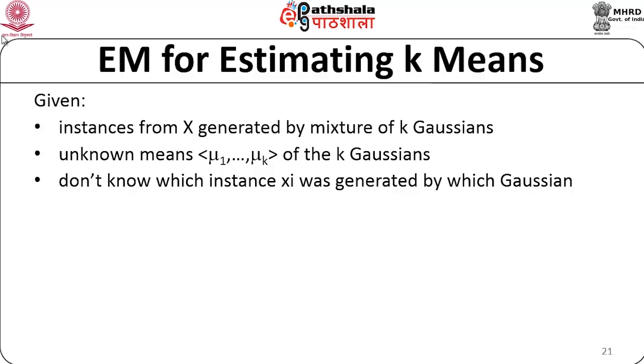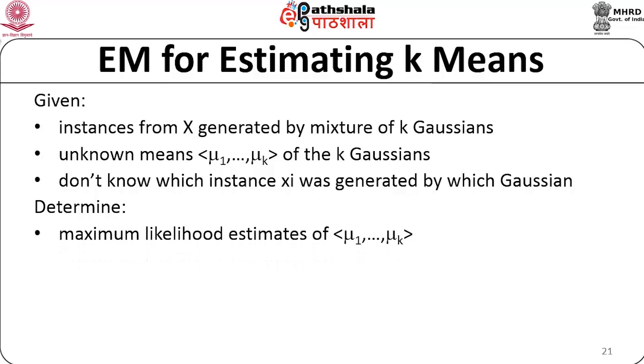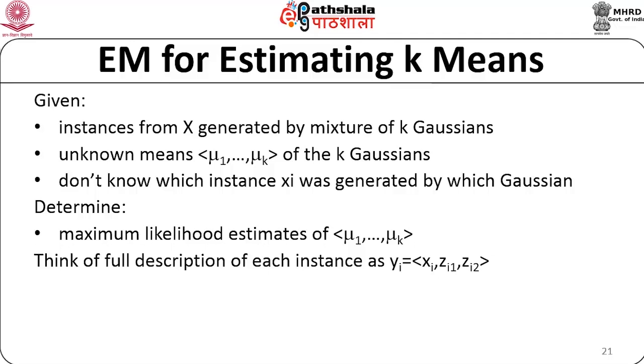This is almost similar, you can map it to the coin. We do not know which coin gave you the toss, I mean that sequence. So, we want to determine the maximum likelihood estimate of the means, that is what we want to do. And think of the full description of each instance as yi equal to xi, zi1 and zi2.